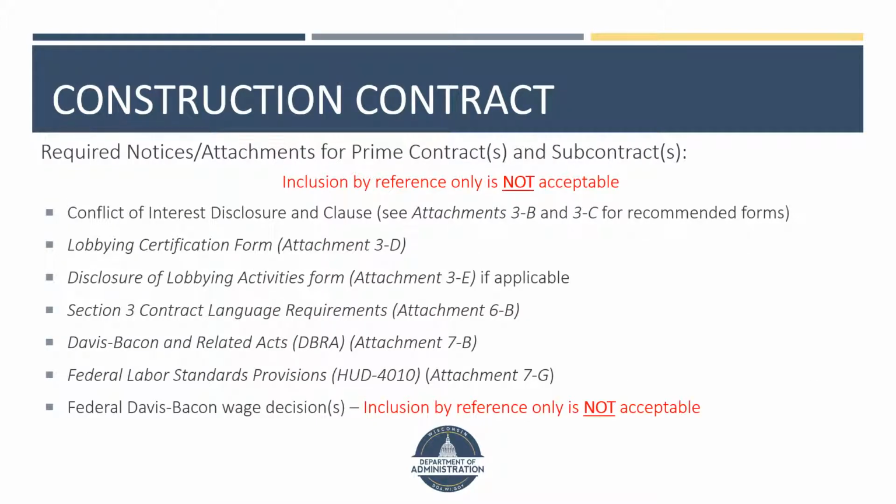These required notices and attachments are applicable to all contracts, including the prime, subcontractors, and subcontractors of subcontractors. UGLUGs must include the wage determinations, related provisions, equal opportunity language, and contractor clearance language in your construction contract documents, including the Conflict of Interest Disclosure and Clause. See attachments 3B and 3C for recommended forms, the Lobbying Certification Form, Attachment 3D, Disclosure of Lobbying Activities Form, Attachment 3E, if applicable, Section 3 Contract Language Requirements, Attachment 6B, Davis-Bacon and Related Acts, DBRA, Attachment 7B, Federal Labor Standards Provisions, HUD 4010, Attachment 7G, and the Federal Davis-Bacon Wage Decision or Decisions. Inclusion by reference is not acceptable.